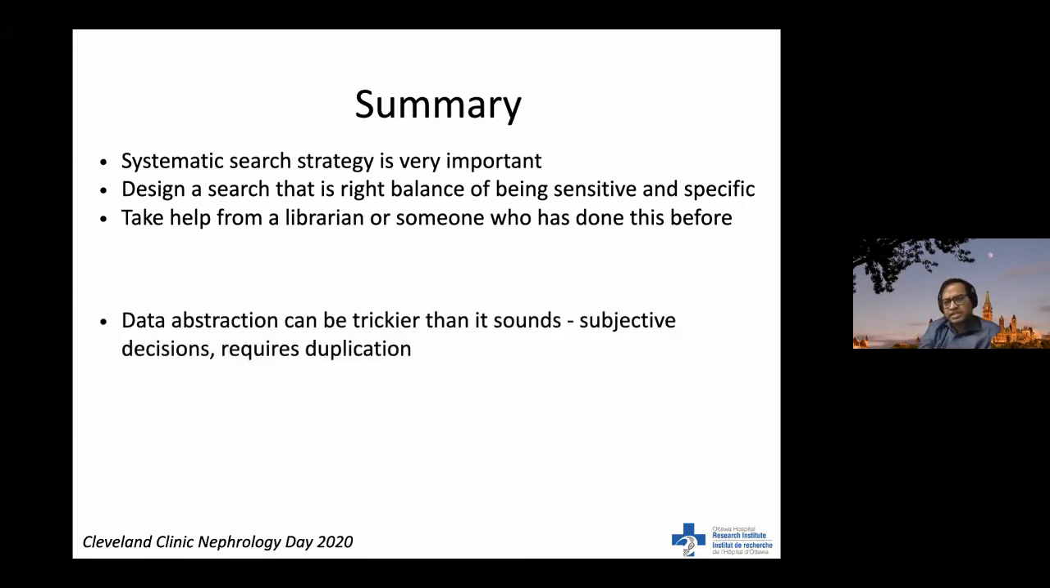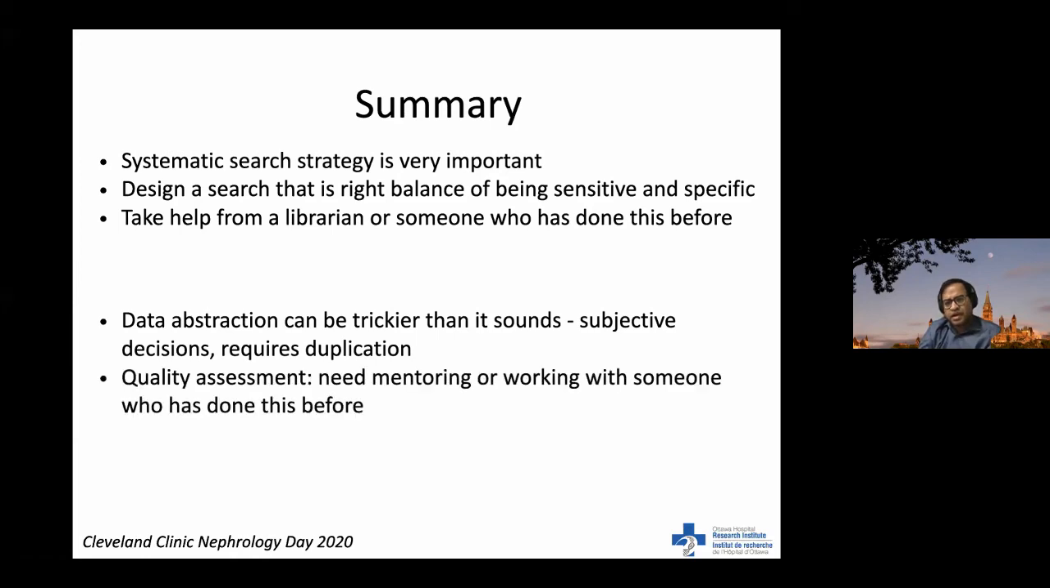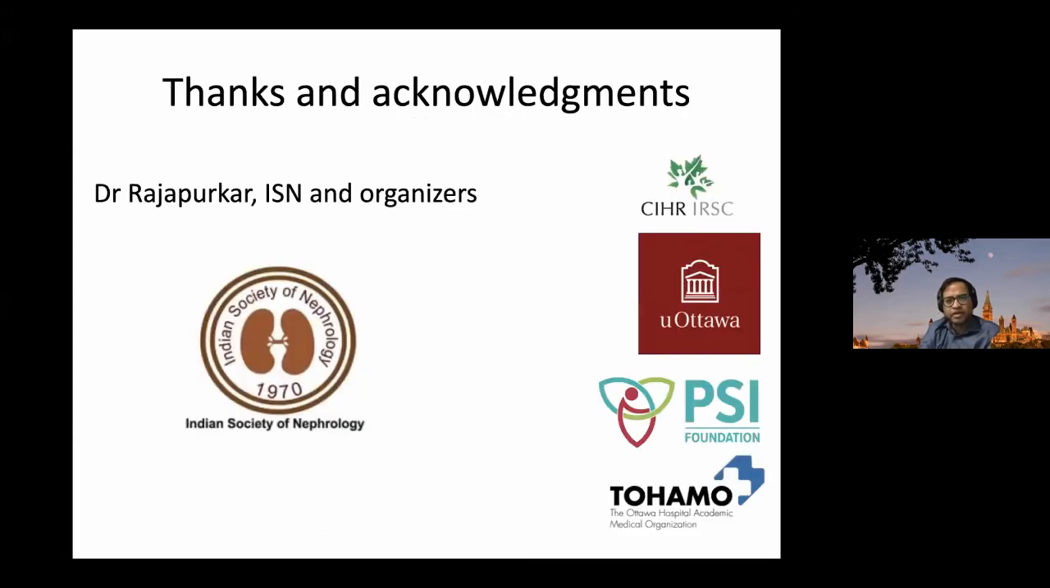And data abstraction can be trickier than it sounds. It requires some subjective decisions. Make sure you have at least duplication and many eyes looking at the data abstraction. For the quality assessment, the first time you're doing it, work with someone who has done it before. You need mentoring often. And decide what you're going to do with the quality assessment. Often it is just published as quality assessment without any thought about what you're going to do with it.